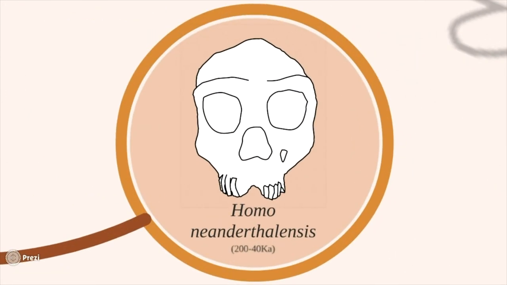Homo neanderthalensis made and used a diverse set of sophisticated tools, controlled fire, lived in shelters, were skilled hunters of large animals, and also ate plant food.